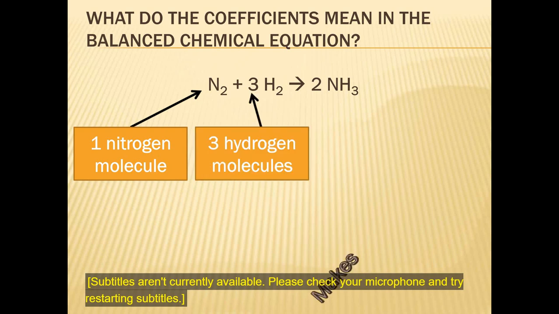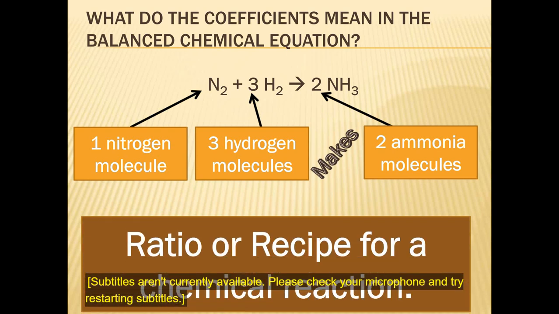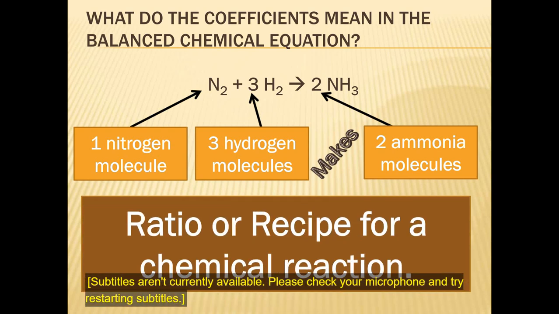They're just telling me how much of each one I need. So this is another way to put it. 1 nitrogen molecule plus 3 hydrogen molecules makes 2 ammonia molecules. Okay, it's just another way to state it. They're the ratio or recipe for the chemical reaction. It's just another way to say it.